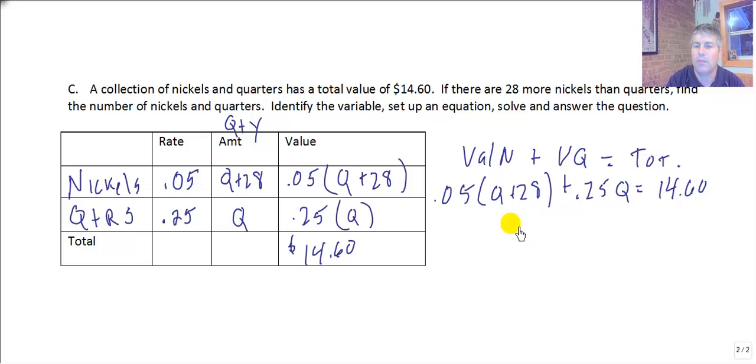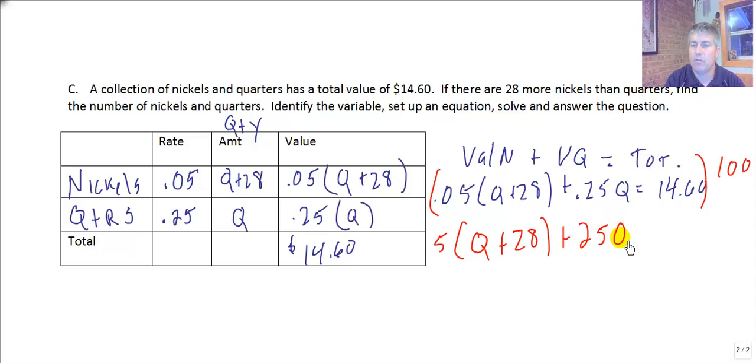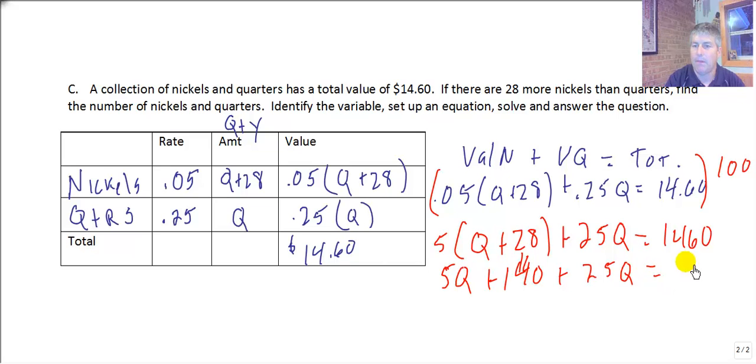So we're always doing the same thing here. Multiply by 100, and we get 5 times Q plus 28 plus 25Q equals 1,460. And, well, I'll finish this one up for you. 5Q plus 140 plus 25Q equals 1,460. So it looks like we have 30Q plus 140 equals 1,460.